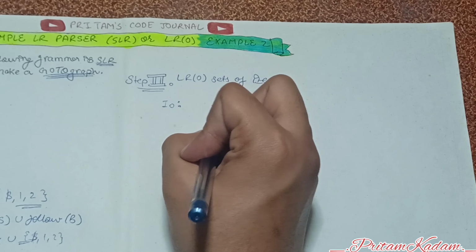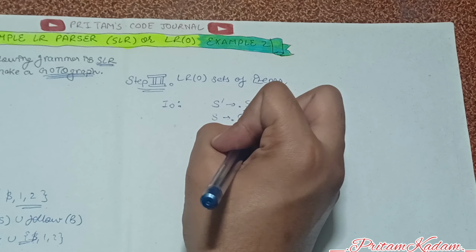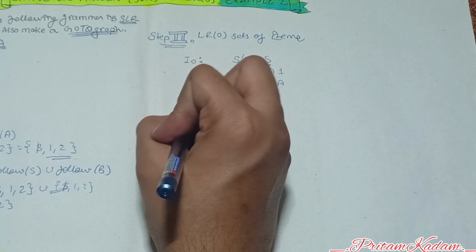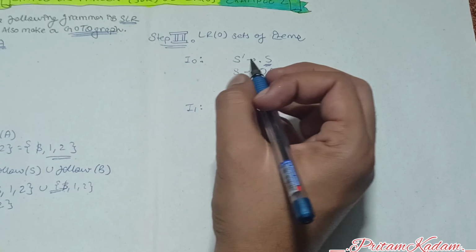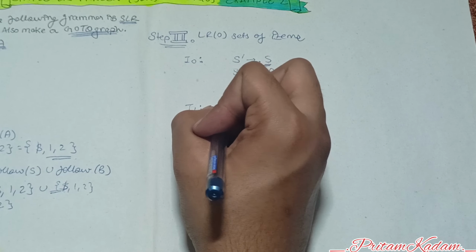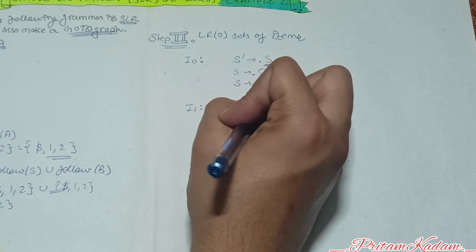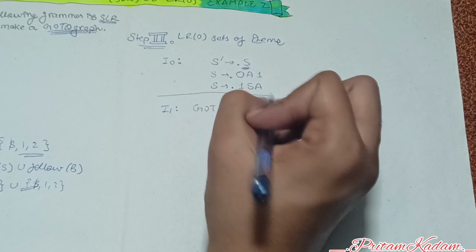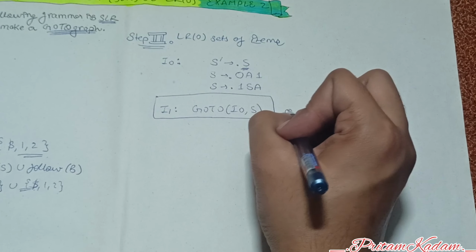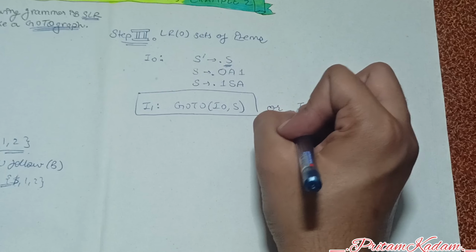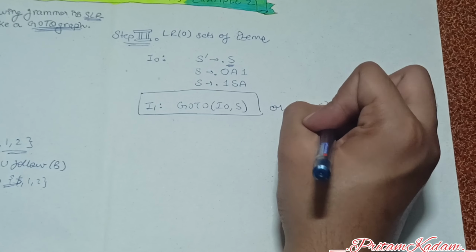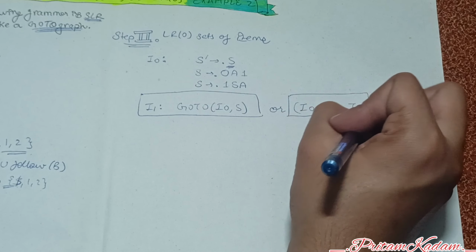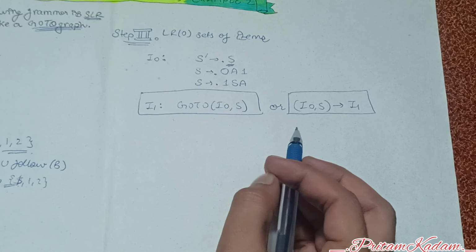And if we have a non-terminal after the dot in the productions of S, then we would have written the production of that non-terminal too. Okay, so now the I1 state: on passing S in the I0 state, we will get the I1 state. Or you can write I0 on S goes to the I1 state. You can write either of these two, but it is better to write the second one.